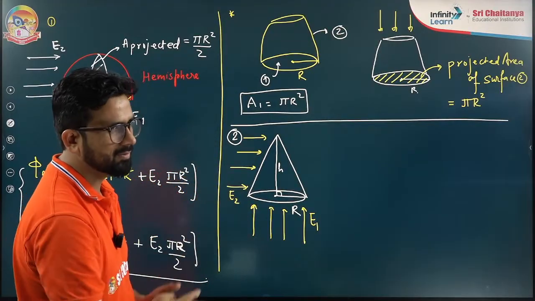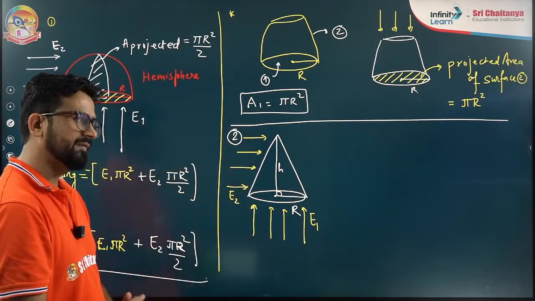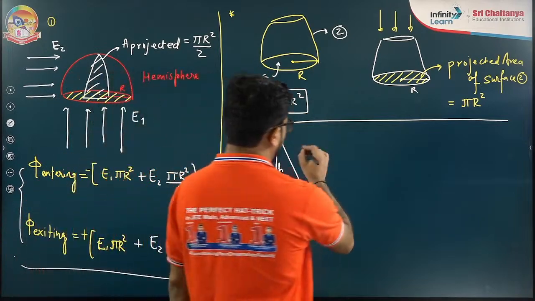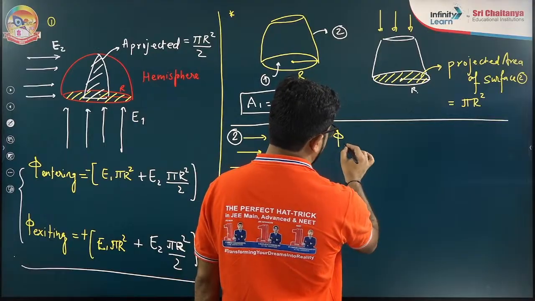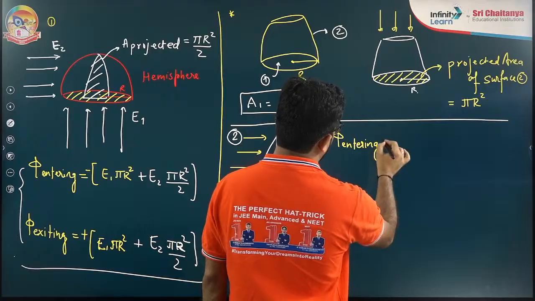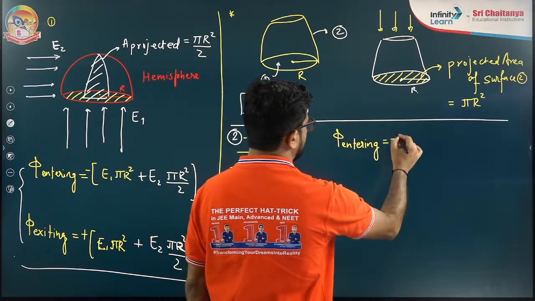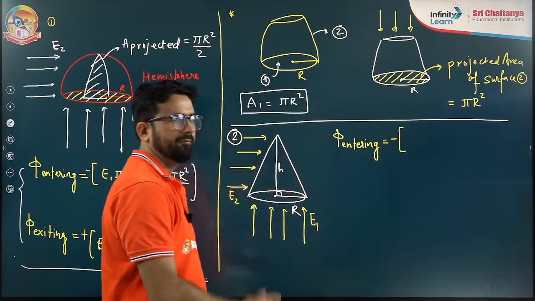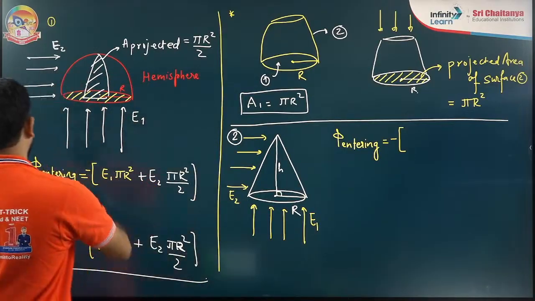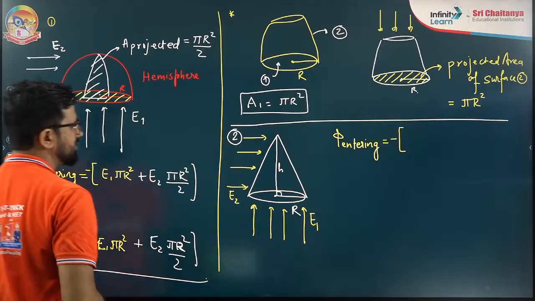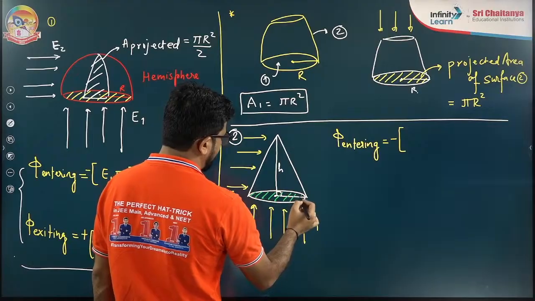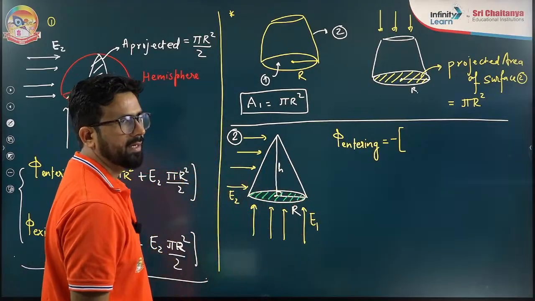Now I am solving this question. Please check it. Listen carefully. When I am writing the flux entering, first put the negative sign. Now, from which part is it entering? You have to check it clearly. This part is entering due to E1.